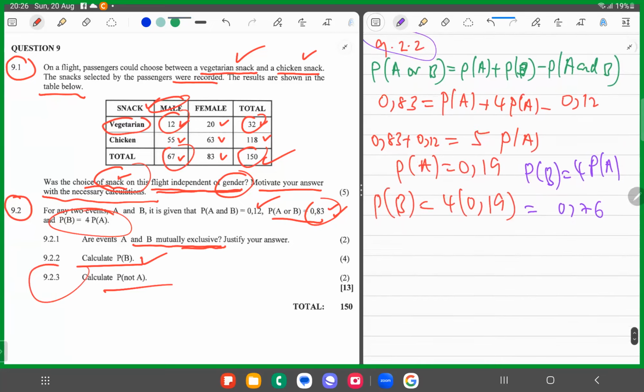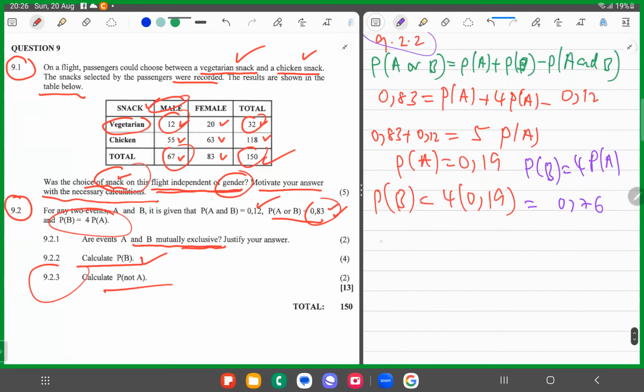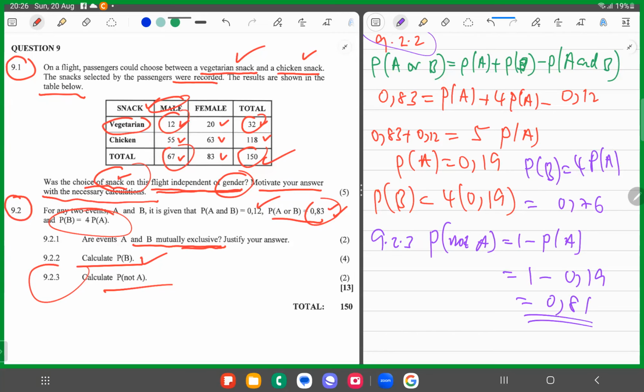What is the probability of not A? We're looking at 9.2.3. The probability of not A is equal to 1 minus the probability of A. That is the formula. The probability of A is 0.19, so 1 minus that is 0.81. And that's the answer.